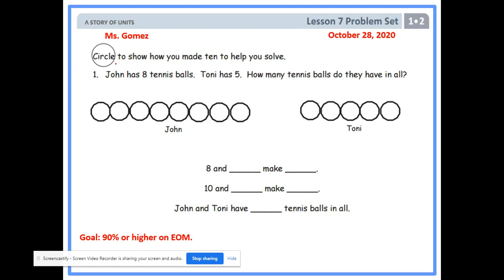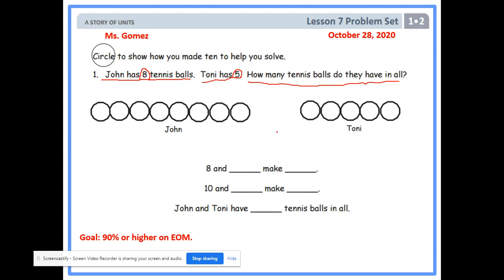Hello, boys and girls. Well, you should be ready now. So I'm going to read the instructions. It says circle to show how you made 10 to help you solve. Problem 1. Go ahead and underline with me. John has 8 tennis balls. How many tennis balls? Get ready. Yes, 8. Tony has 5. How many does Tony have? Get ready. Yes, 5. How many tennis balls do they have in all?